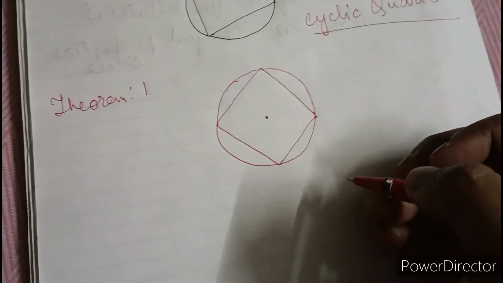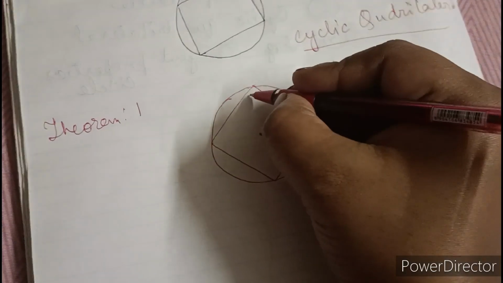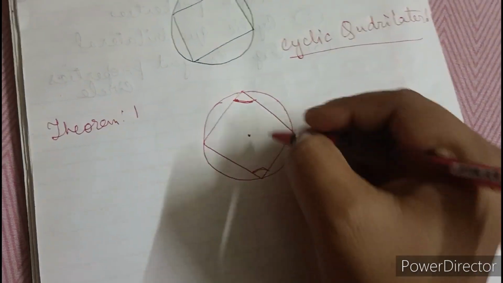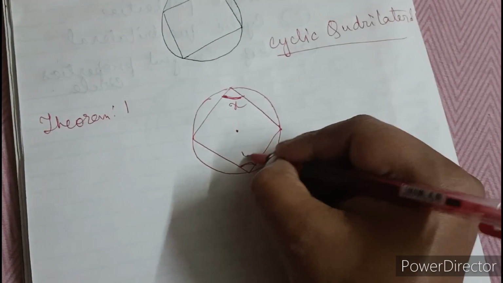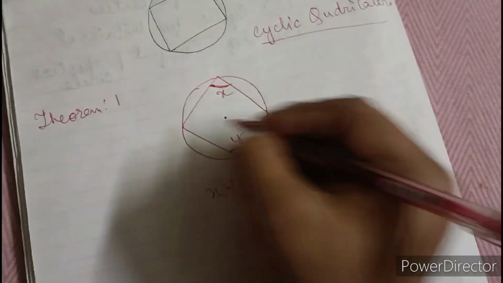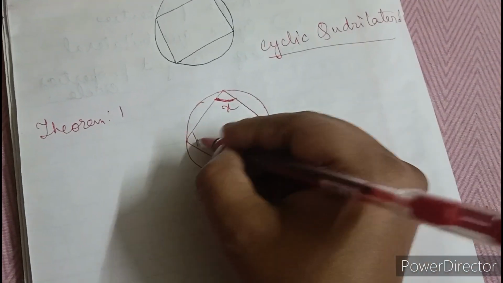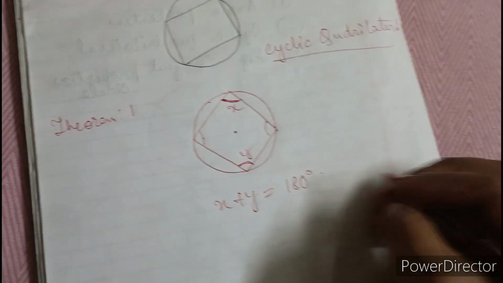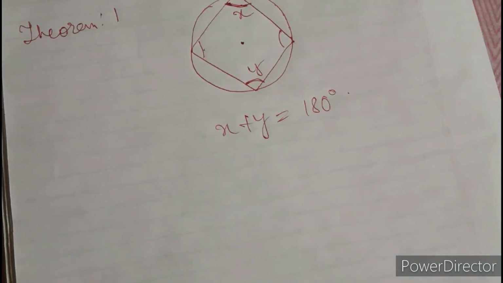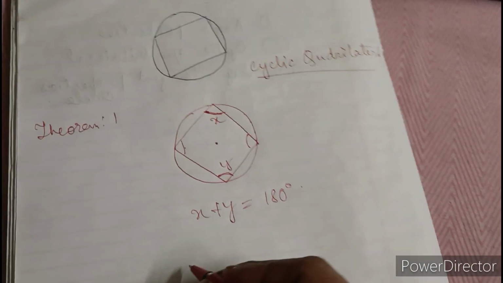So now the first theorem says the opposite angles of a cyclic quadrilateral are supplementary. If we consider this angle, its opposite angle is this one, they will be supplementary. Suppose this is x and this is y, so x plus y should be 180 degrees. Similarly for these two, whatever the angles are, the sum of these two angles will be 180 degrees. Okay. Next theorem is the exterior angle of a cyclic quadrilateral is equal to the interior opposite angle.